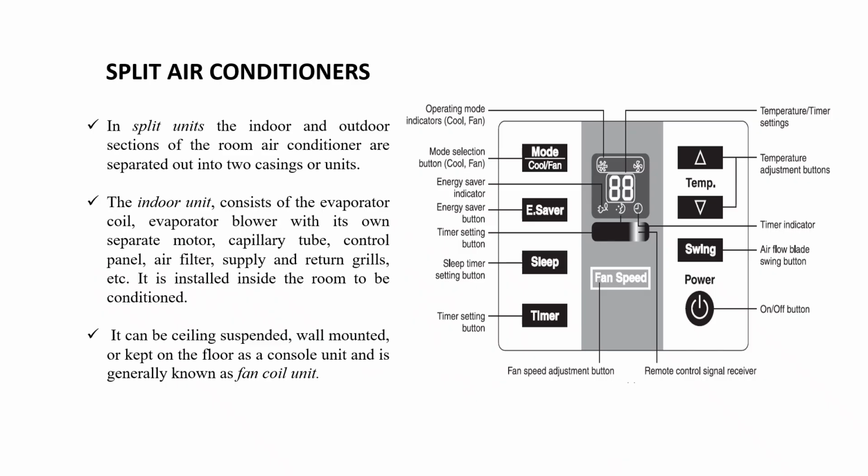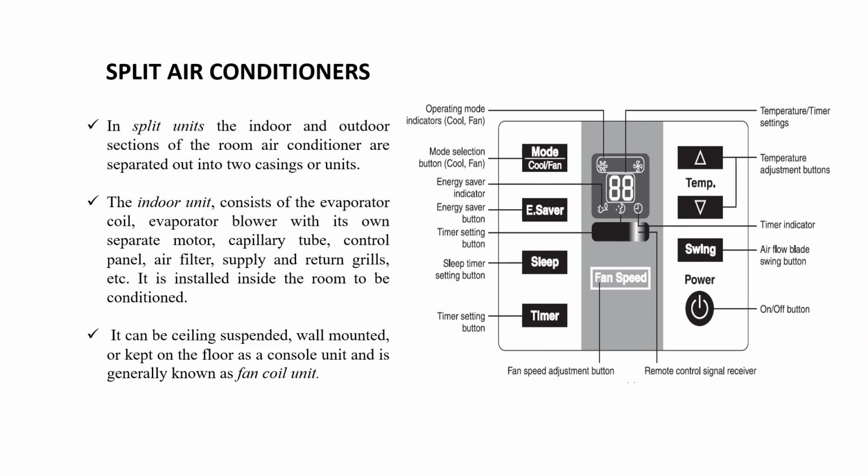So split air conditioner, that is a window type. This is a split air conditioner. Nowadays we are using split air conditioners in every house, right? In split air units, the outdoor and indoor sections of the room air conditioners are separated into two casings or units.